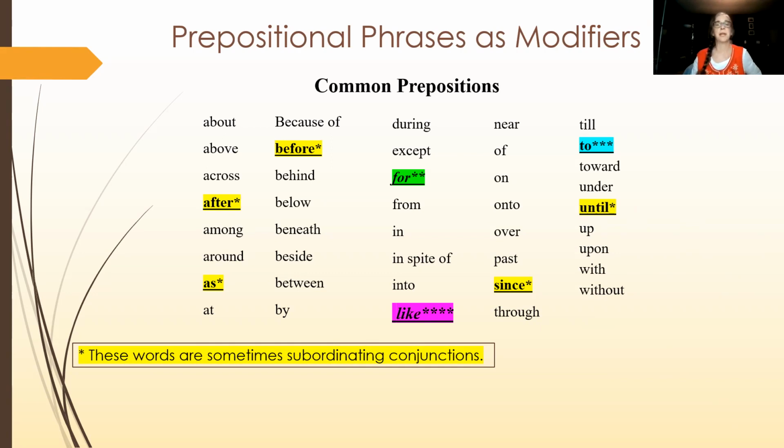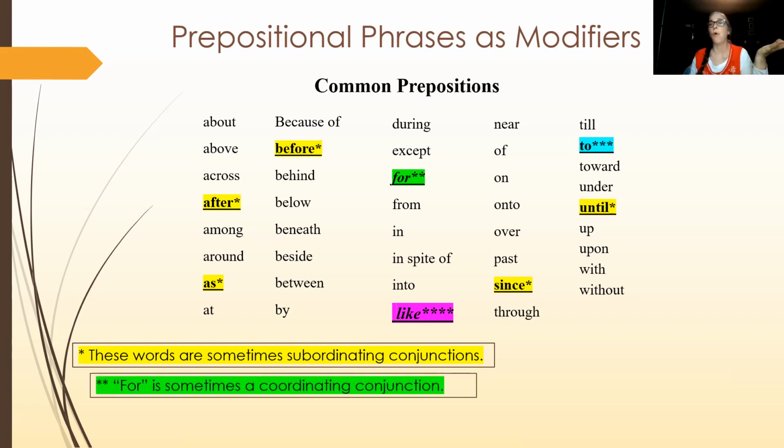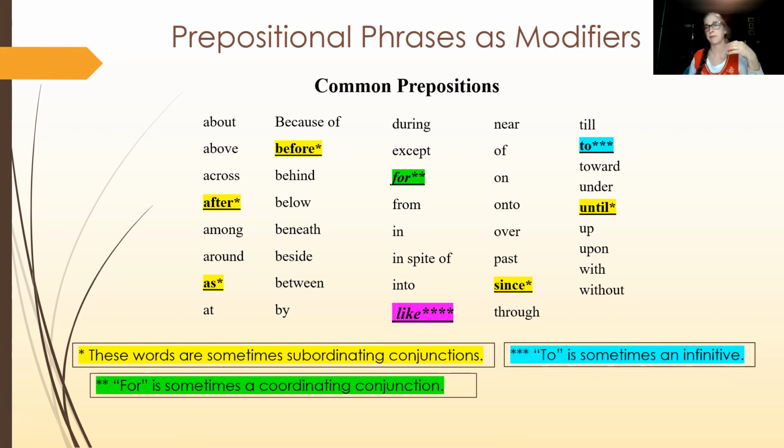So what's the difference between I went for a walk after dinner, prepositional phrase, and I went for a walk after I ate dinner? After is a subordinating conjunction. Right? But now what about the green one? Well, the word for is sometimes a preposition. I walked for an hour, but for can also be a coordinating conjunction, introducing the cause of something. To, as we've already seen, is sometimes an infinitive. If it's followed by a verb form, it's an infinitive. If it's followed by a noun or pronoun, it's a preposition.